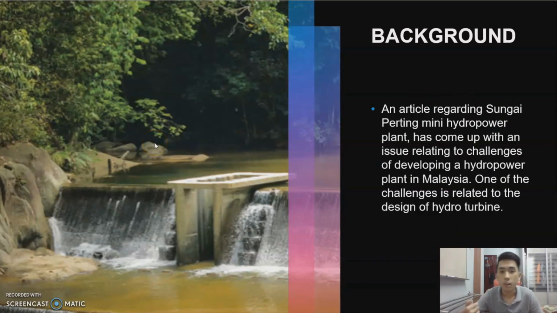So, for the background of the project, it is about an article regarding the Sungai Peting Mini Hydropower Plant, which has come up with an issue relating to the challenges of developing a hydropower plant in Malaysia. One of the challenges is related to the design of the hydro turbine.